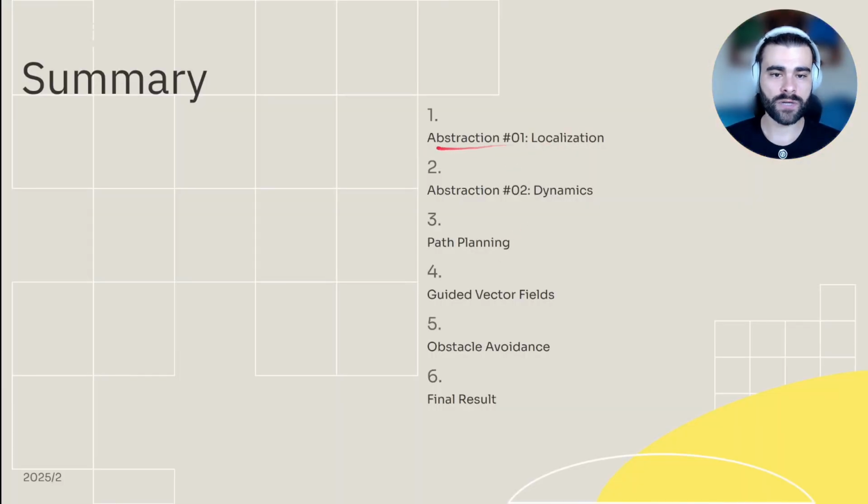We first are going to talk about two abstractions done in the work, then we're going to talk about path planning, guided vector fields, obstacle avoidance using control barrier functions, and then the final result is going to be shown.